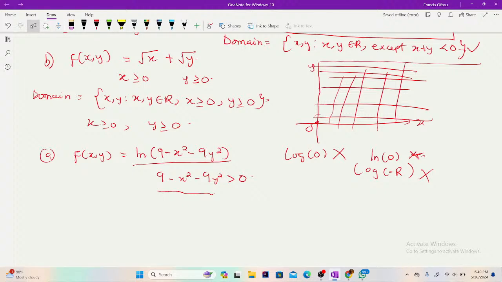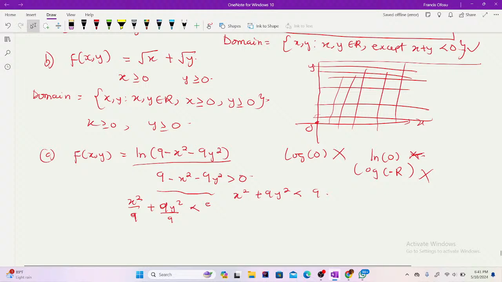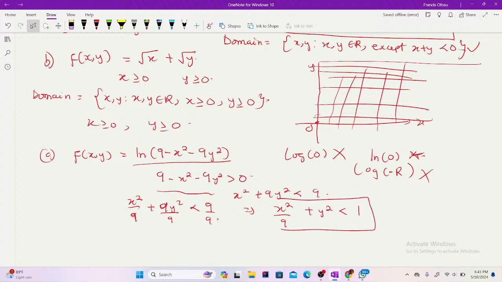Okay, so let's see. This gives us x squared plus 9y squared is less than 9. Is that not it? Yes. So we can divide through by 9. Then we get x squared over 9 plus 9y squared over 9 is less than 9 over 9. So this is the same as x squared over 9 plus y squared is less than 1, right? So this is a perfect equation of an ellipse.